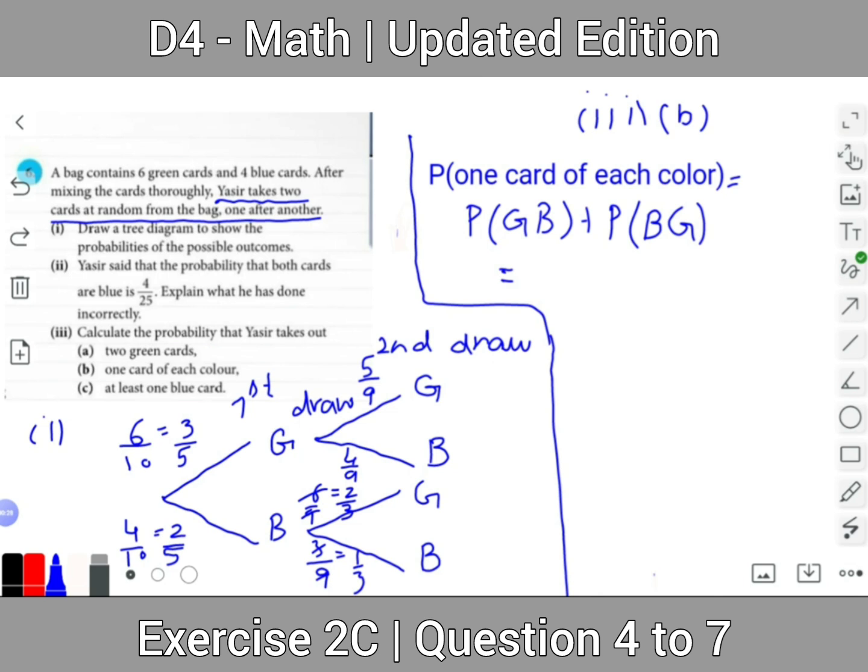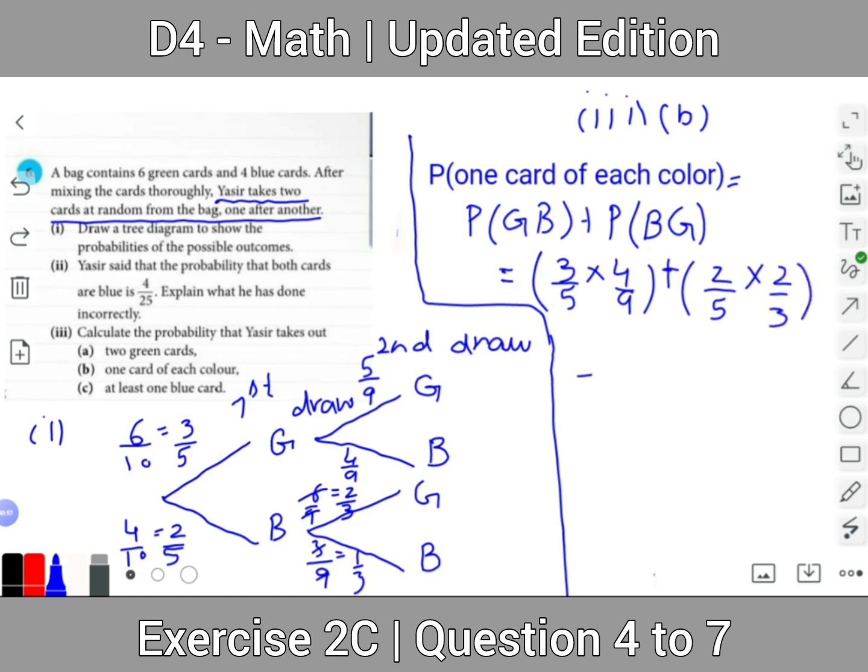multiplication law of probabilities. So the probability for green in the first draw is 3 over 5 multiplied by 4 over 9 for blue in the second draw, plus the probability for the blue card in the first draw, which is 2 over 5, and for the green card in the second draw, which is 2 over 3.